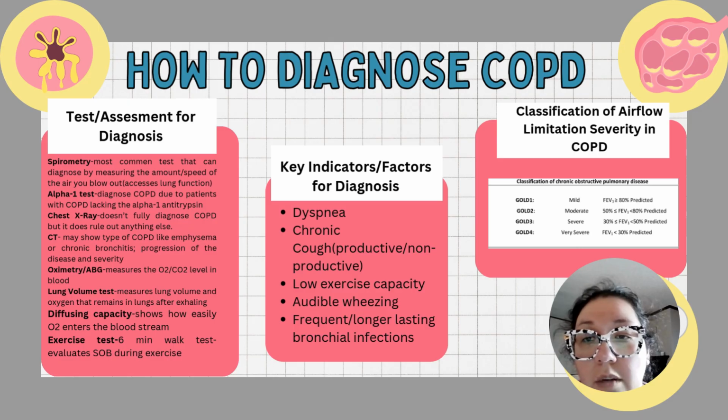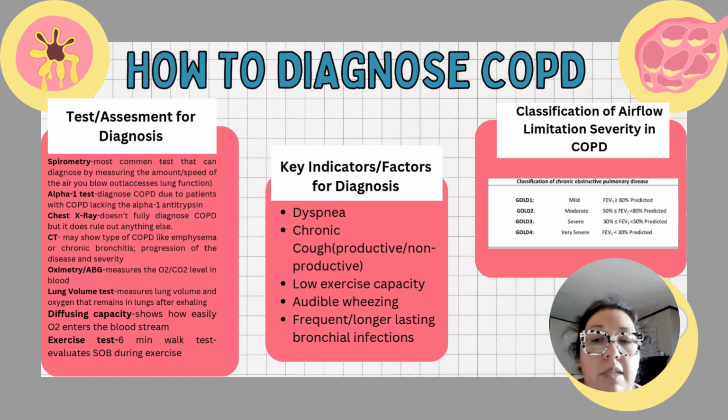Your alpha 1 test diagnoses COPD due to patients with COPD lacking that alpha 1 antitrypsin protein. Chest x rays do not fully diagnose COPD, but they do rule out anything like a pneumonia, or any other kind of lung condition. CTs may show the type of disease of COPD, like emphysema or chronic bronchitis, the progression, and the severity. Oximetry or an ABG measure the O2 and CO2 levels in the blood. Lung volume test measures lung volumes and oxygen that remains in the lungs after exhaling.